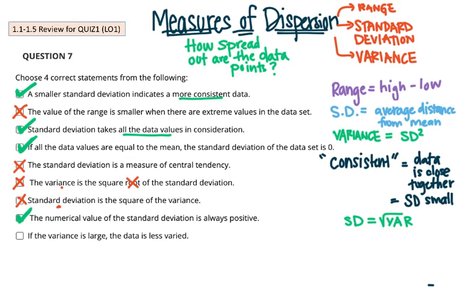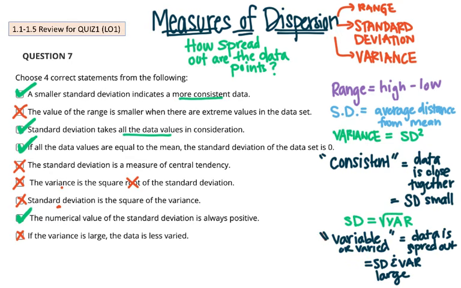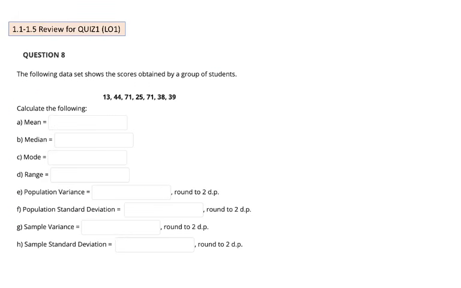If the variance is large, the data is less varied. This is not true. Large variance means the data is spread out a lot. So it means it's more varied, it's less consistent. So just as a review, a large variance means the data is spread out, which means it's more varied. Less consistent, more varied. Okay, so this question has a lot that it's asking, but it's all about raw data.